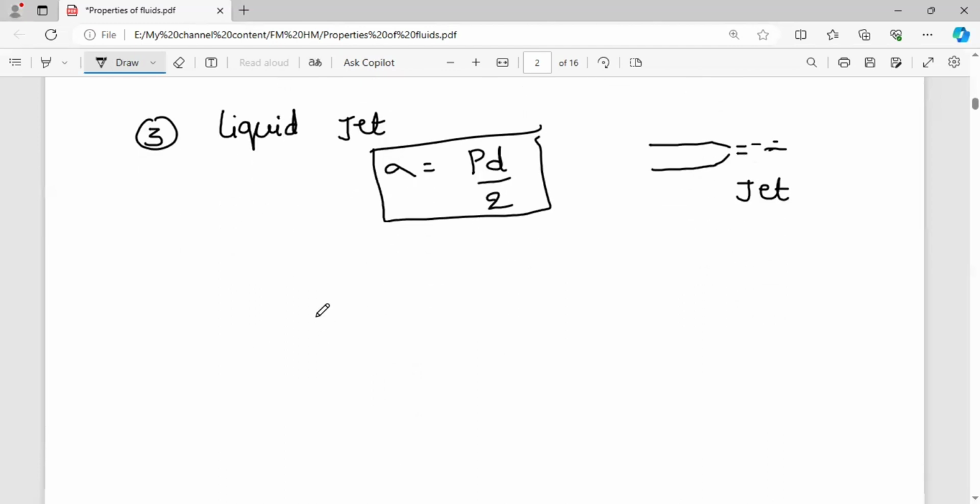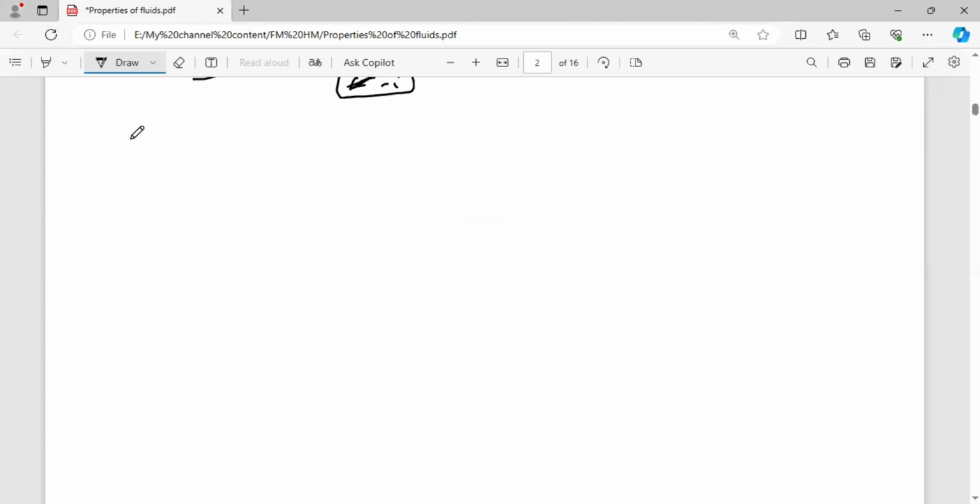Next, one important note: this surface tension depends upon the forces of molecular attraction. Suppose we have gas molecules. This surface tension depends upon the attraction between the molecules. It is a very important point to note. Surface tension depends upon the force of attraction between the molecules.